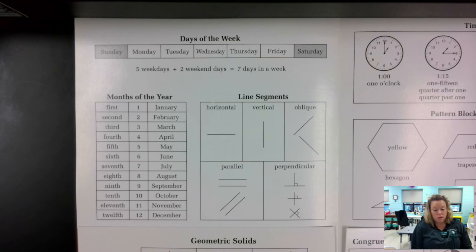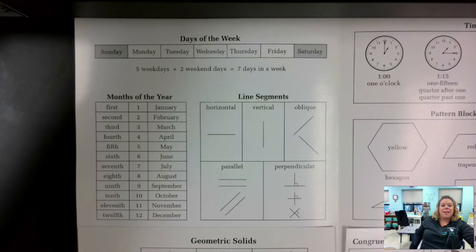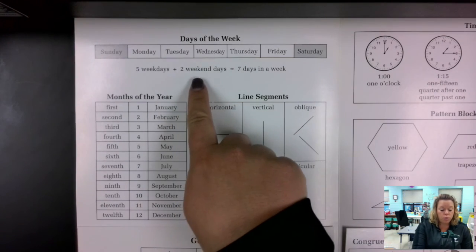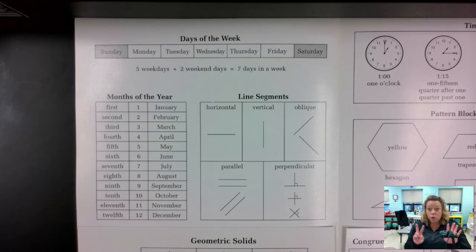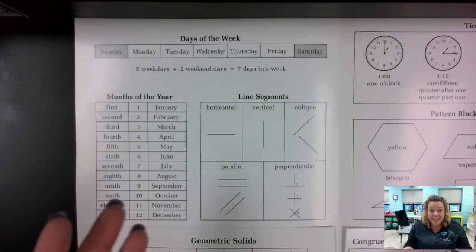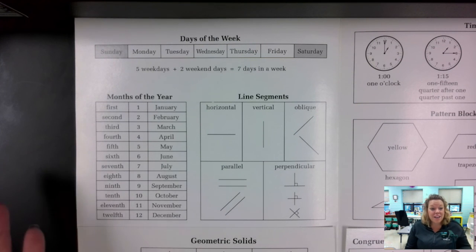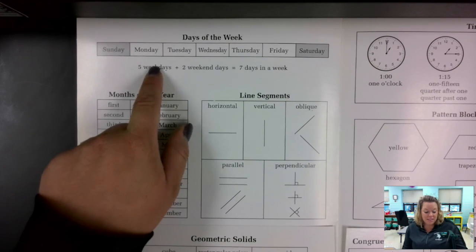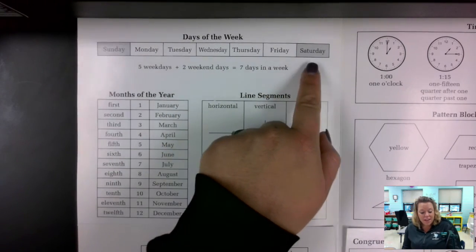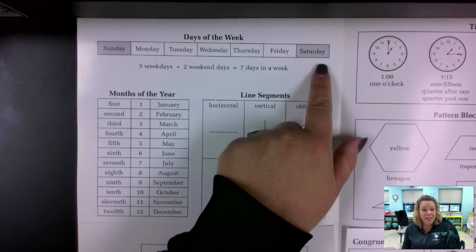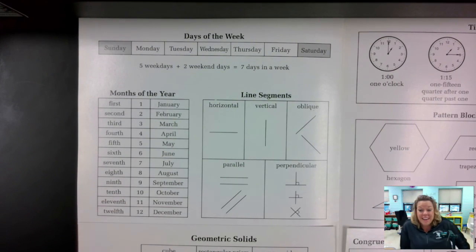However, underneath the days of the week, you notice that it shows weekdays and weekend days, right? It shows us that there's 5 weekdays and 2 weekend days, equaling a total of how many days in the week? 7, right? There are 7 days in the week. Sunday, Monday, Tuesday, Wednesday, Thursday, Friday, Saturday. So we have those 7 days in the week.